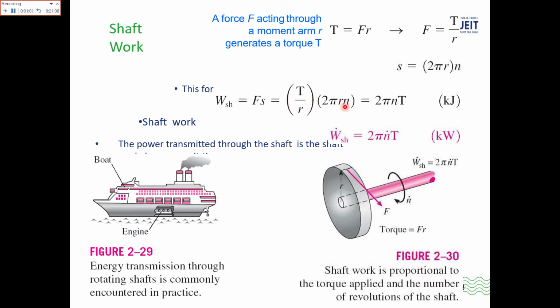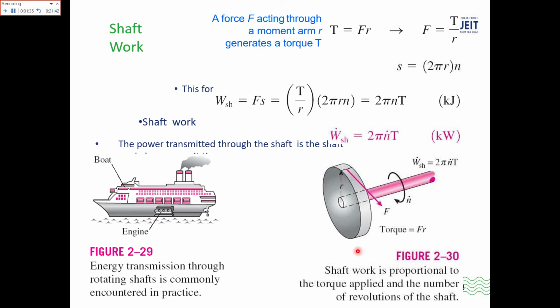So the shaft work formula is equal to 2 pi n into T, that is in kilojoules. Now the power transmitted through the shaft is W dot, that is 2 pi n dot into T. Now the energy transmission through a rotating shaft is commonly encountered in practice, like the shaft is rotating and the ship is moving. The shaft work is proportional to the torque applied and the number of revolutions of the shaft.